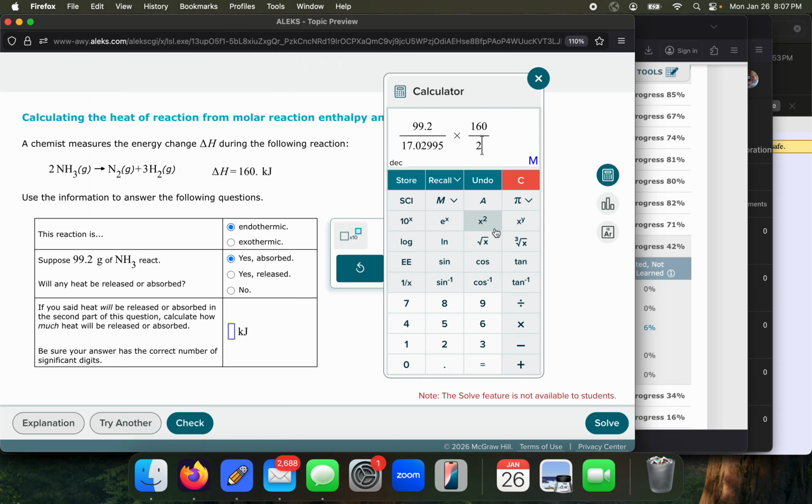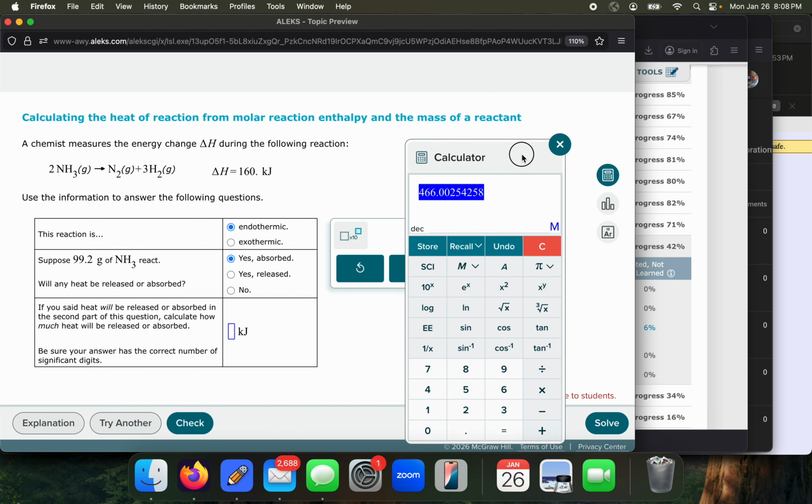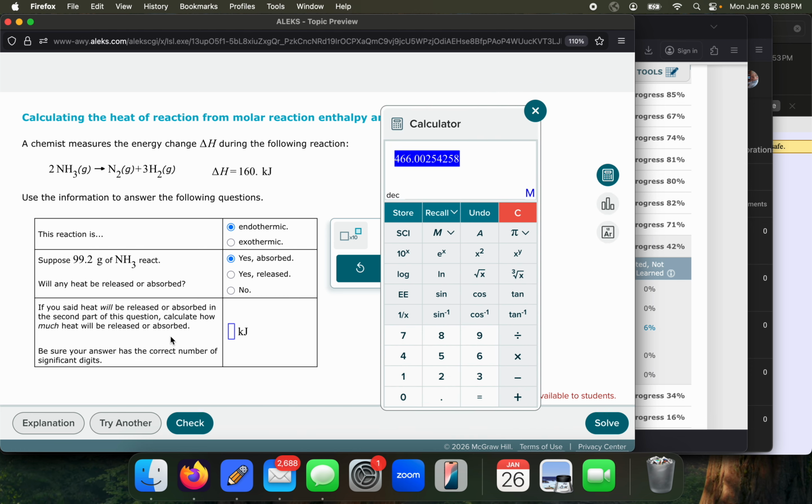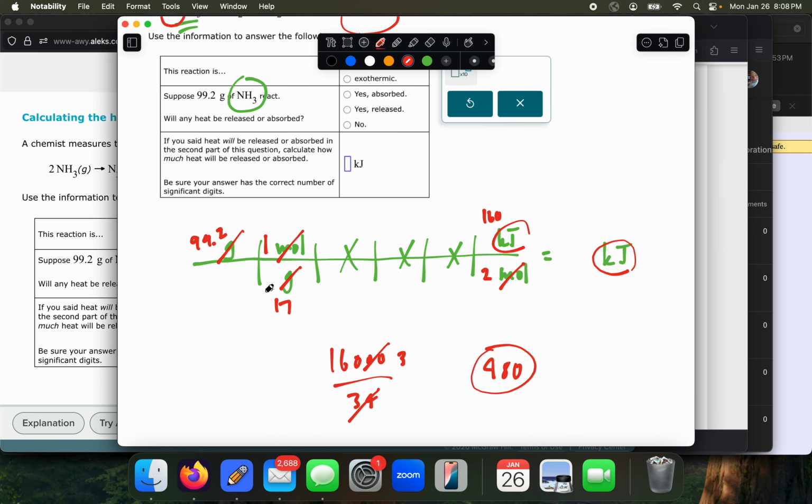All right. So I'm back over here. 160 divided by 2 equals something close to 480. Yep, 466. Perfect. And it says to the correct number of sig figs. So let's go back over here. I have 3 sig figs here. There were a bunch in my calculator, maybe 6 or 7. Let's just say 6 sig figs.